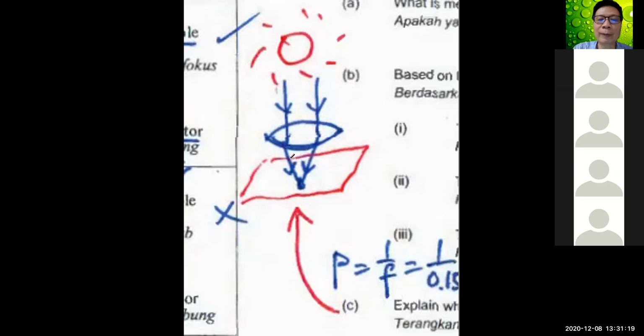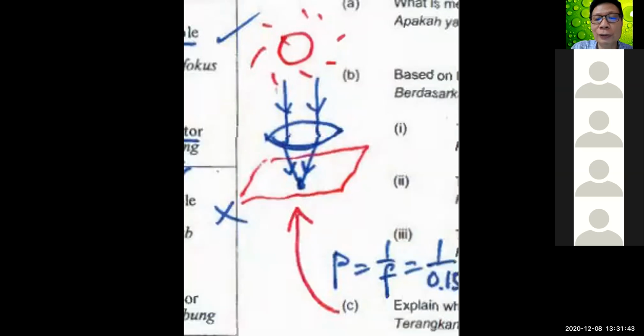Now it becomes very, very hot, and finally it starts to burn here. Okay, your answer is like this. You copy this diagram and then you write some explanation of how this lens can burn the paper. Copy the diagram first. Later, after 1 minute, I will ask you to read out your answer.